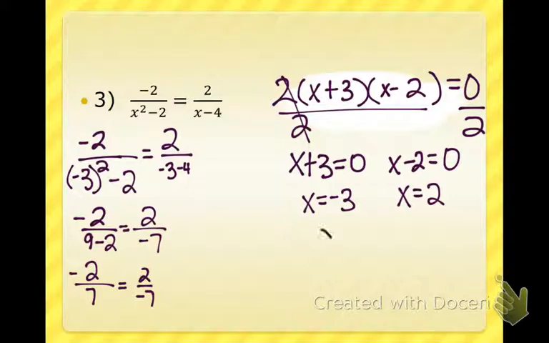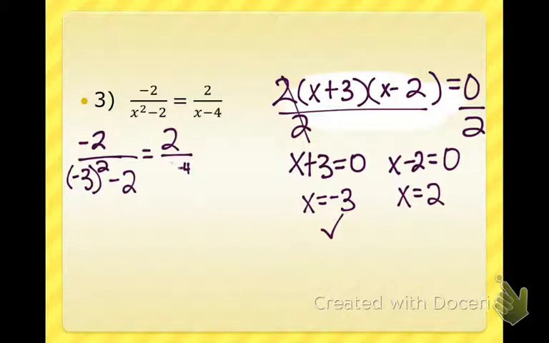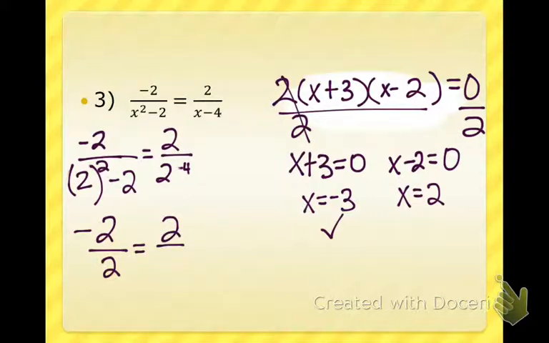So we know that this one works, but we still have to check 2. So I'm going to, instead of a -3, plug in a +2. 2 squared. 4 minus 2. Okay. And then 2 minus 4 on my other denominator. -2. Now on both of these, what do they both simplify to? A -1. Good. So is this one extraneous? No. So on this one, they both worked out.